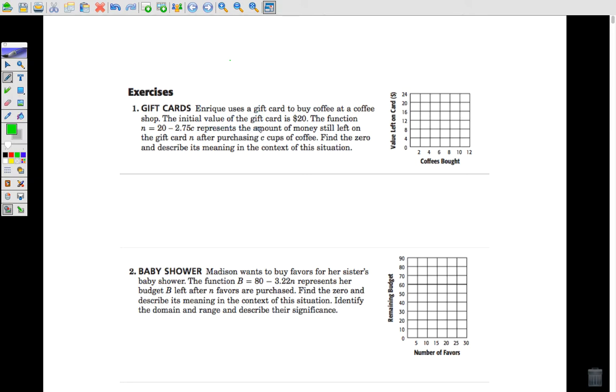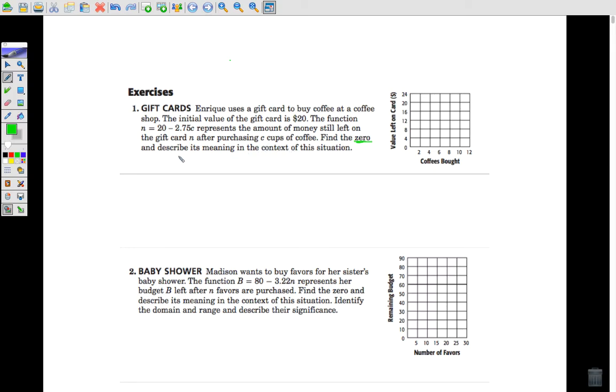The initial value of the gift card is $20. The function n equals 20 minus 2.75c represents the amount of money still left on the gift card, n, after purchasing c cups of coffee. Find the zero. So again, I want you to go ahead and underline that word and describe its meaning in the context of this situation.